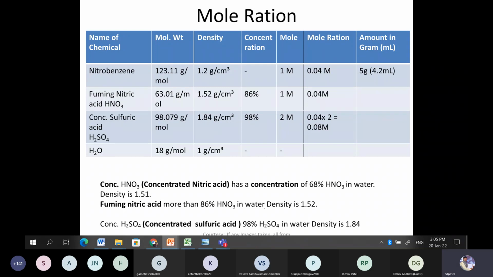Now, if you want to get a particular amount of material, then what we have to do? We have to find out its ml. Now, how can we calculate the ml? There is a simple formula, D equal to m by V. D means density, m means mass, and V equal to volume. Wait for a minute. I am attaching my pad.